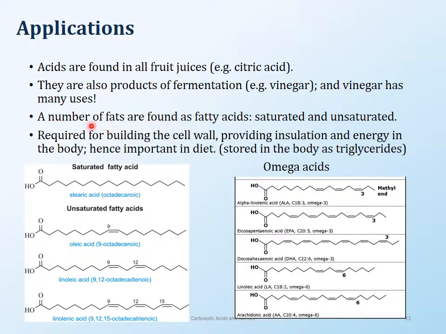A number of fats are also found as fatty acids, which could be saturated or unsaturated. Remember, we eat fatty acids. All the oils that we have, those are all fatty acids. They're not just hydrocarbons. So here are some examples of fatty acids. You can find them in vegetable oil or peanut oil, olive oil, all of these different kinds of oils. You find fatty acids in there. So you have this whole long chain, which is the non-polar part of it, and then you have, of course, the acid component in there. So almost all of them will be monoacids.